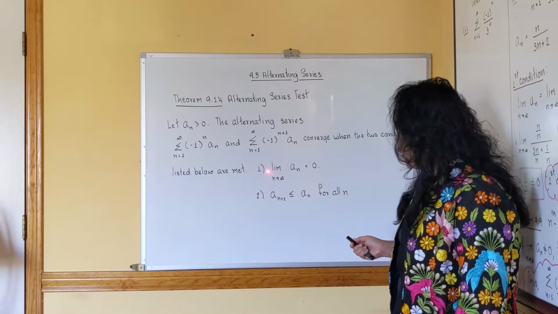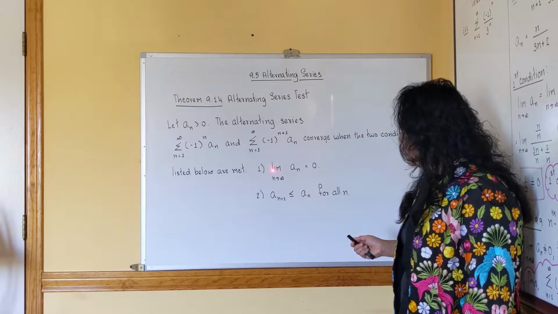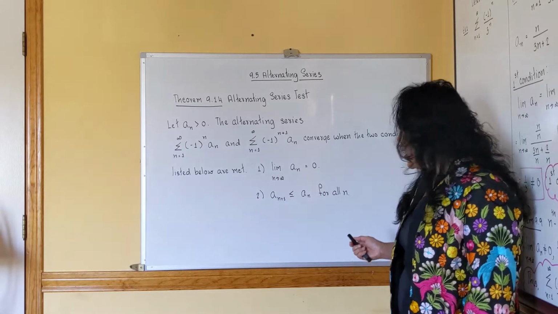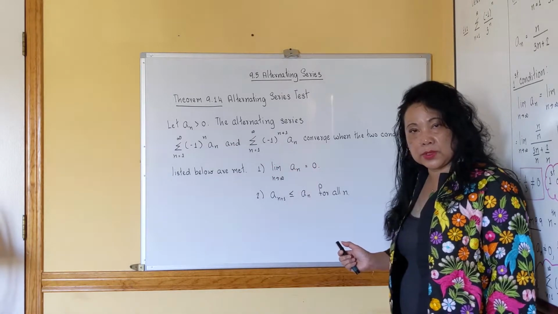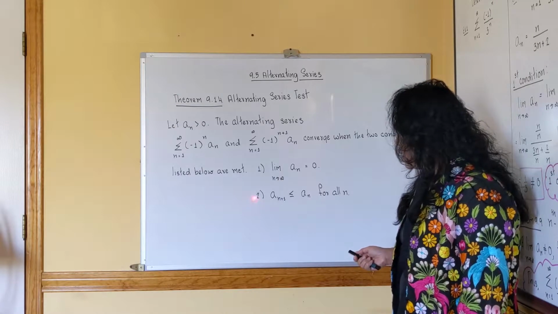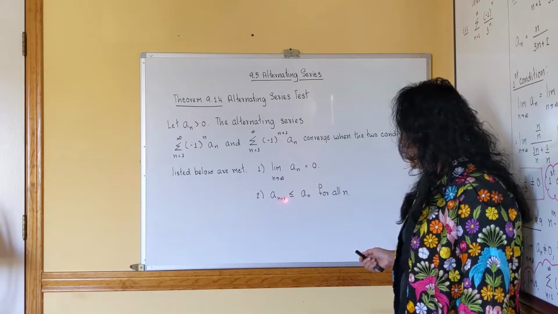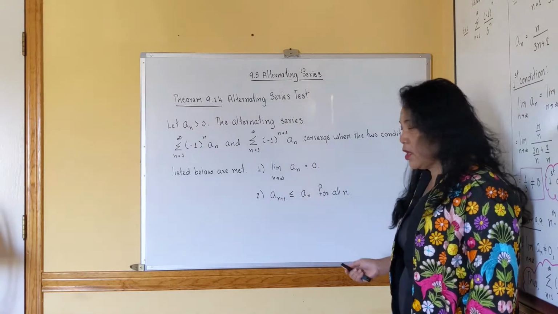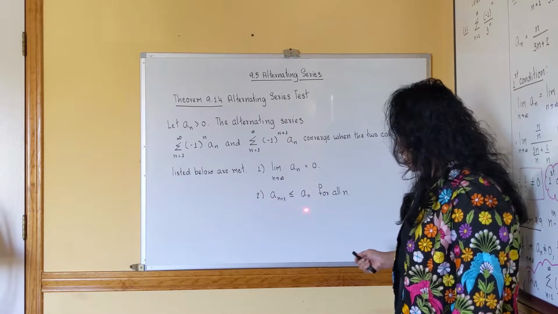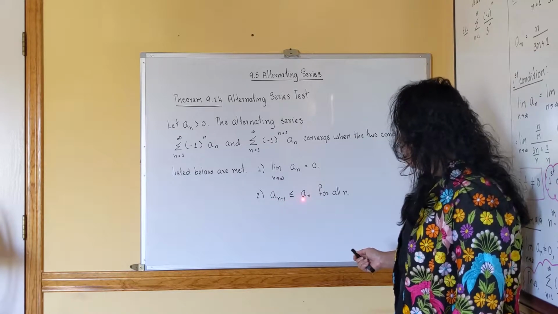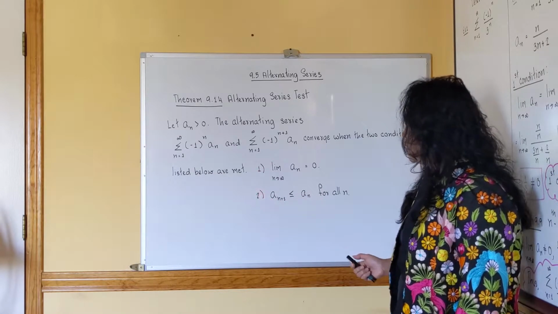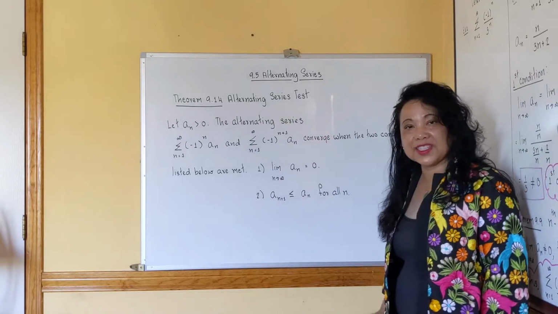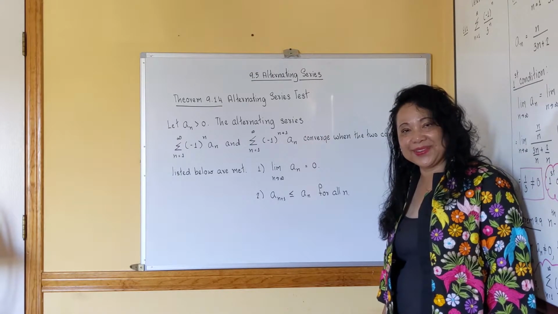The first condition is the limit as n goes to infinity of a sub n must equal 0. The second condition is a sub n plus 1 must be less than or equal to a sub n for all n. So you have to simplify the second condition and make sure it holds, and both the first and second conditions have to hold for the series to converge. Alright, let's look at the examples.